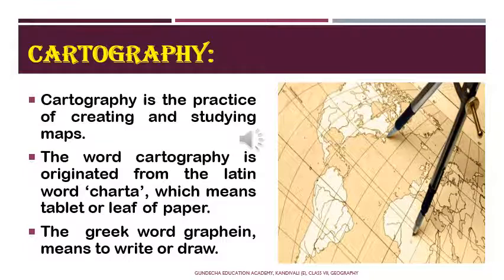Cartography is the practice of creating and studying maps, and the person who does this is known as a cartographer. The word cartography originated from the Latin word charta, which means tablet or leaf of paper, and the Greek word graphein, which means to write or draw. The Imago Mundi is the oldest world map on a clay tablet in the collection at the American Geographical Society Library.